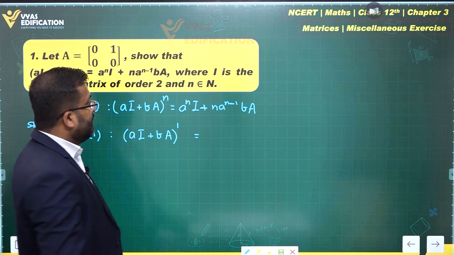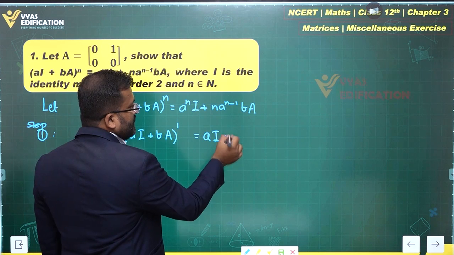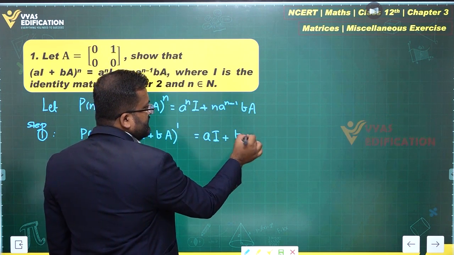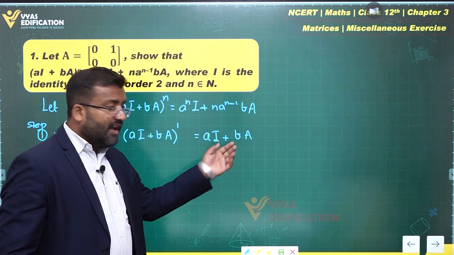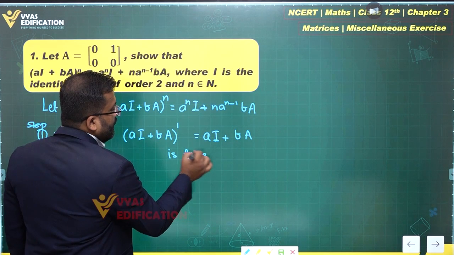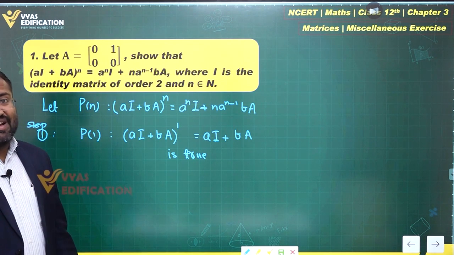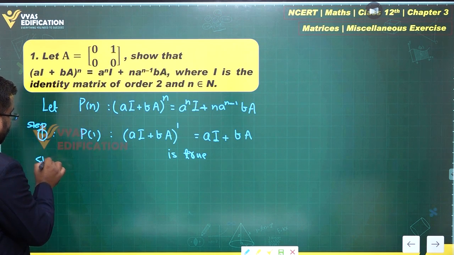Can you observe that? A^1 times I plus 1 is gone, A^0 is gone, this is BA. And can you observe that (AI + BA)^1 is equal to AI + BA? P1 is true. So what we note over here is that P1 is true. Okay, that's the first step. What's the next step?